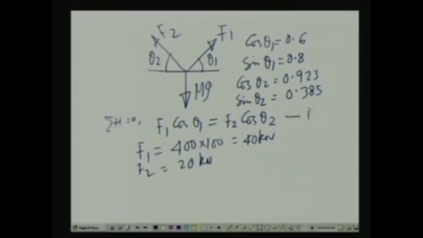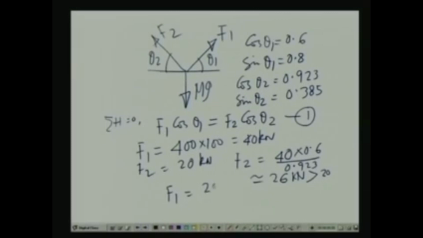Now, from this expression 1, if we substitute for the values of cos theta 1 and cos theta 2, we find that if we substitute for F1 equals 40 kilonewton, F2 will be equal to 40 times 0.6 divided by 0.923, which is approximately 26 kilonewton, which is greater than 20 kilonewton. So, instead of using F2, let us use F1. F1 in terms of F2 is 20 times 0.923 divided by 0.6, which is less than 40.